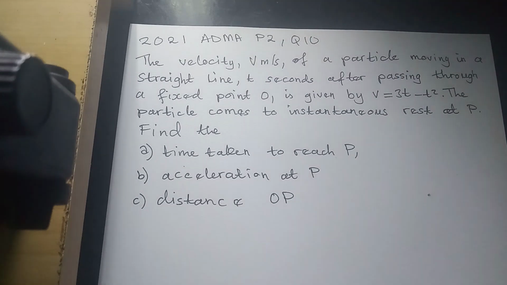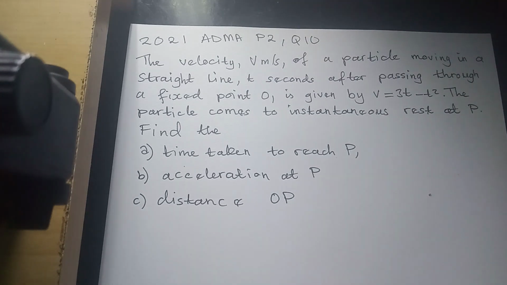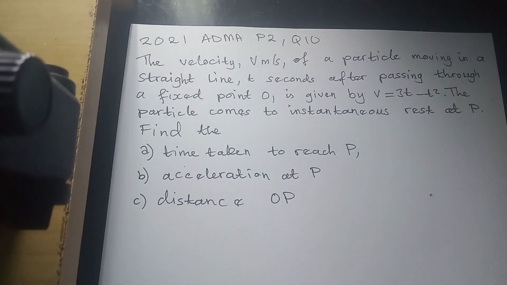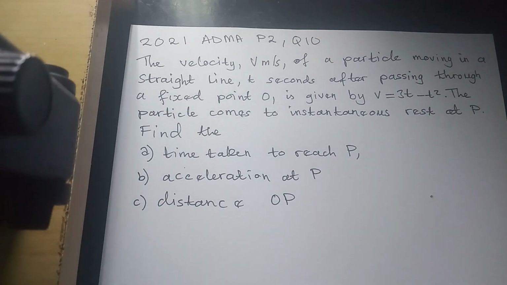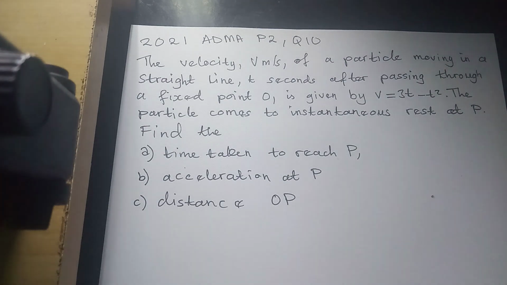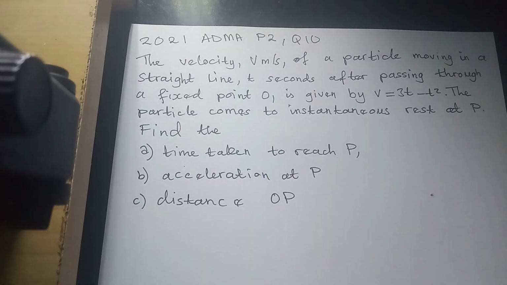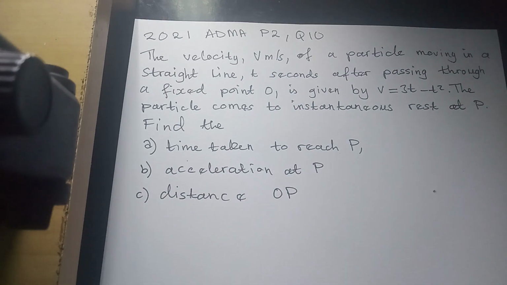So this is 2021 ADDMA paper 2 question 10. The velocity of a particle moving in a straight line t seconds after passing through a fixed point O is given by v is equal to 3t minus t squared. The particle comes to instantaneous rest at P. Find the time taken to reach P.